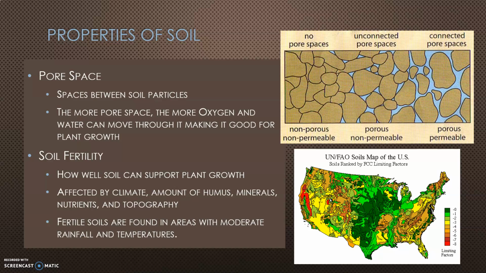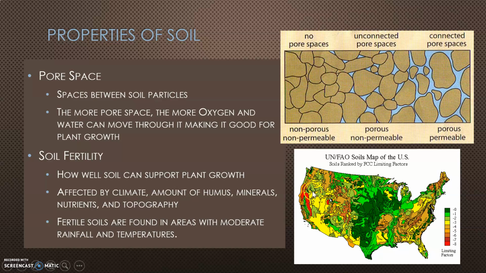The more pore space it has, the more oxygen is able to flow and the more water can get through it. This allows plants to grow, or basically, it's a good environment for plant growth to thrive. If you have a non-porous soil, such as on this side right here, you're not letting plant growth happen because there's nowhere for that water to get. There's nowhere for plants to take in the nutrients that they need.